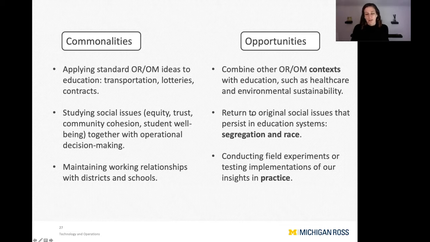And I want to mention some opportunities here for future research, because I think these studies highlight a movement in a new area that provides some exciting opportunities. The first one is to combine other OR/OM contexts with education. So rather than expand the types of transportation, lotteries, and contracts more, we can move in a different direction with healthcare and sustainability, for example. I think that especially with COVID, the relationship between healthcare and education has become especially visible.